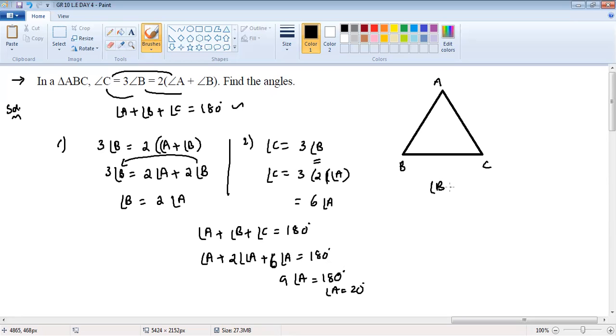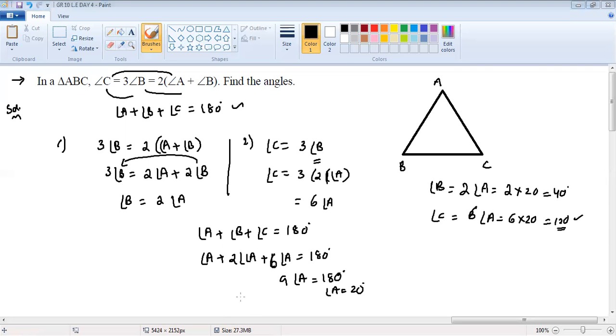Then angle B, 2 into angle A, means 2 into 20, 40 degrees. Angle C, 6 into angle A, 6 into 20, 120 degrees. Is it correct? Yes, sir. So are we confused with this? No, sir.